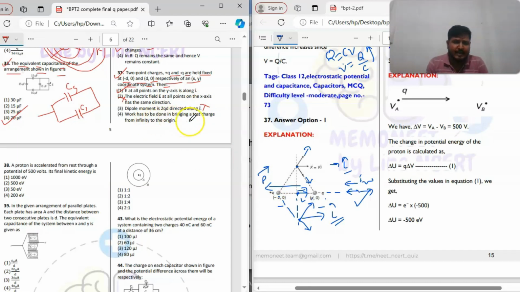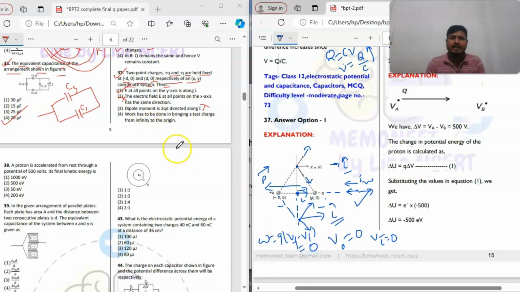And work has to be done in bringing a test charge from infinity to the origin. Here, if you want to find the potential at this one, the potential at the origin will be equal to 0, and we already know that the potential at infinity is always 0. So V initial was also 0. So what is the work done? Work done is equal to Q into Vf minus Vi, and that is equal to 0. It means no work has to be done when the test charge is carried from infinity to that point. So this is also not the correct option. Only the first option is the correct option.